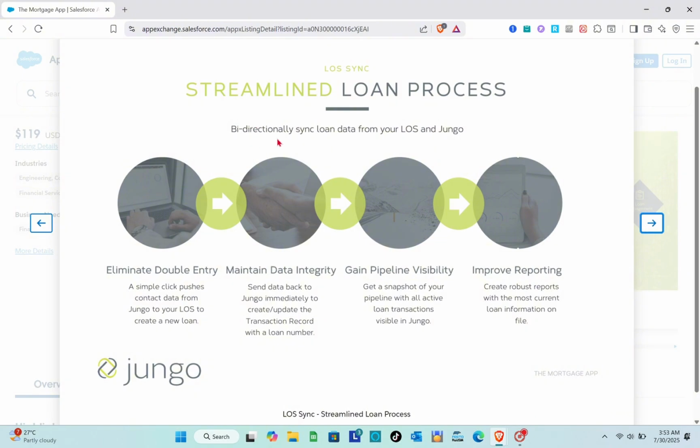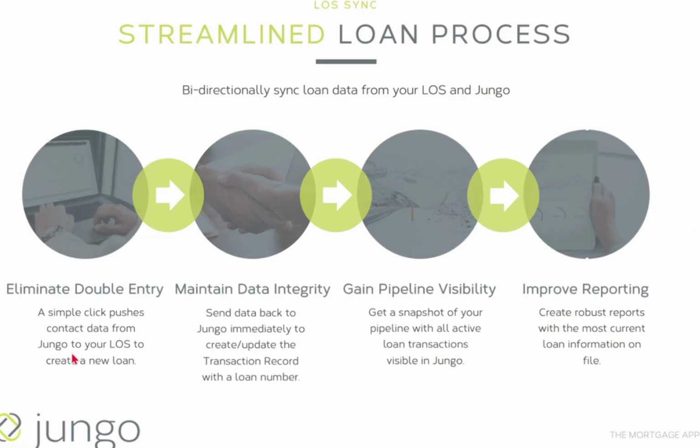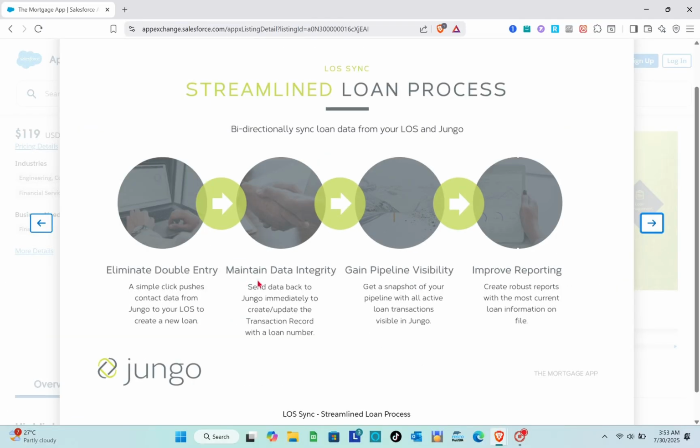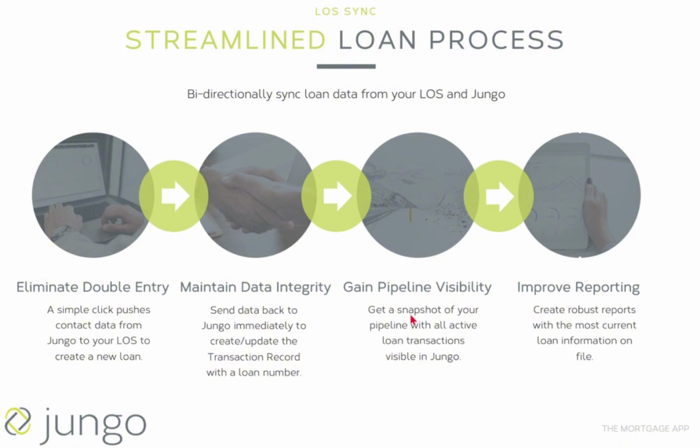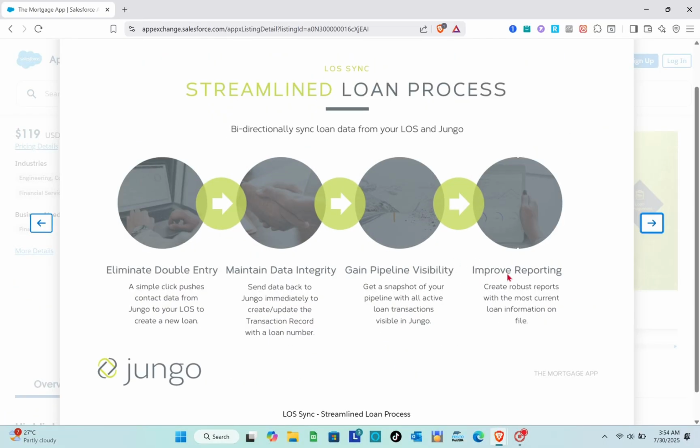Next, streamline the loan process by directly syncing loan data between your LOS and Jungo. Eliminate double entry: a simple click pushes contact data from Jungo to the LOS to create a new loan. Maintain data integrity: send data back to Jungo immediately to update the transaction record with a loan number. Now next, gain pipeline visibility. Get a snapshot of your pipeline with all active loan transactions visible in Jungo. And of course, improve reporting. Create robust reports with the most current loan information on file.